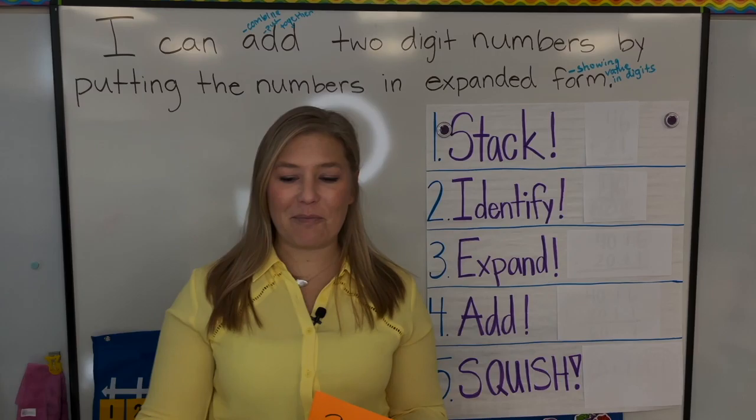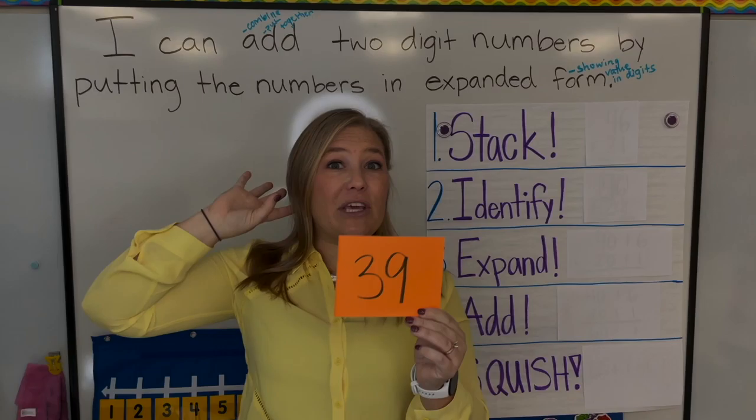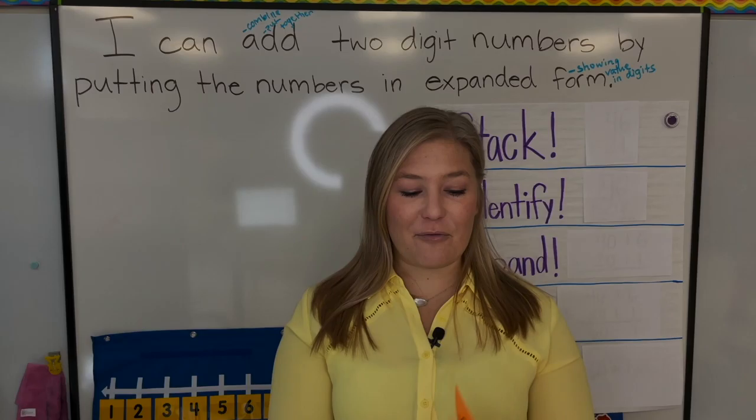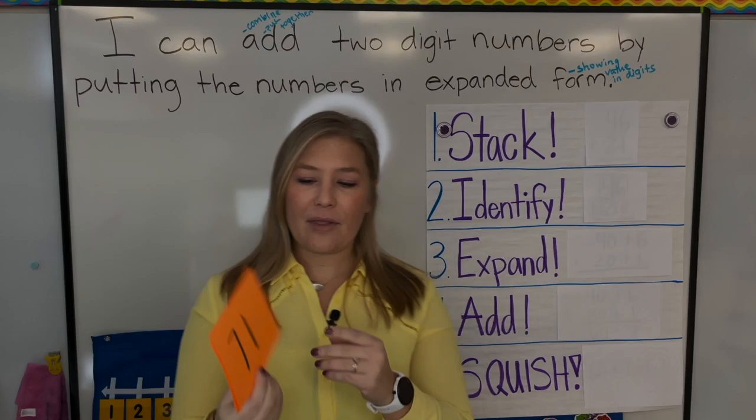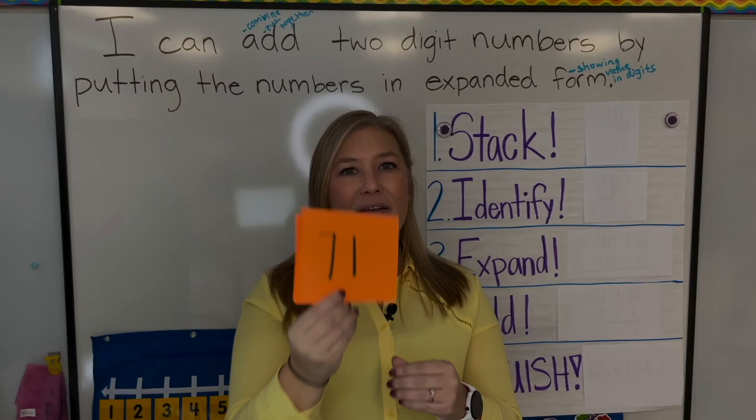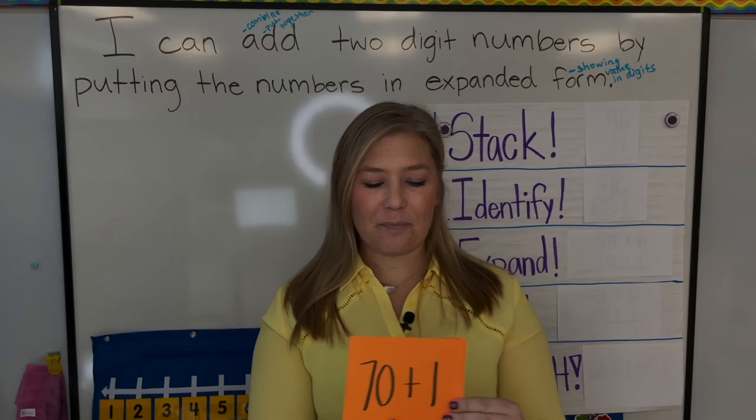Let's try another one. We have the number 39. What number do you see in the tens place? What number do you see in the ones place? What do you hear when you say 39? That's right, this number in expanded form is 30 plus 9. How about the number 71? This number in expanded form is 70 plus 1. Ooh, trying to trick you here.